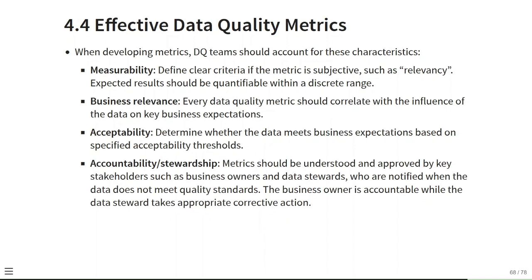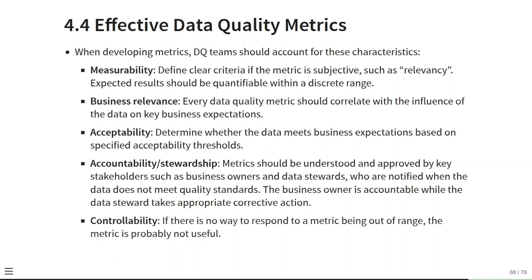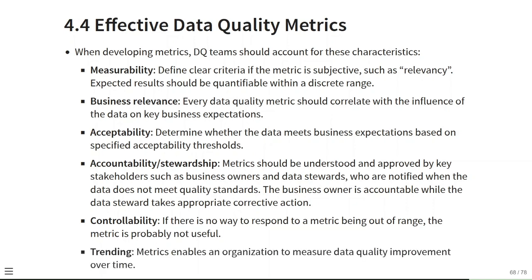Accountability and stewardship. Metrics should be understood and approved by key stakeholders such as business owners and data stewards, who are notified when the data does not meet quality standards. The business owner is accountable while the data steward takes appropriate corrective action. Controllability. If there is no way to respond to a metric being out of range, the metric is probably not useful. Trending. Metrics enable an organization to measure data quality improvement over time.